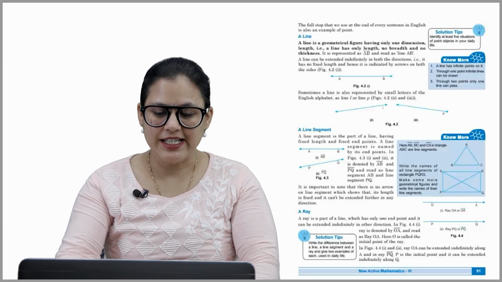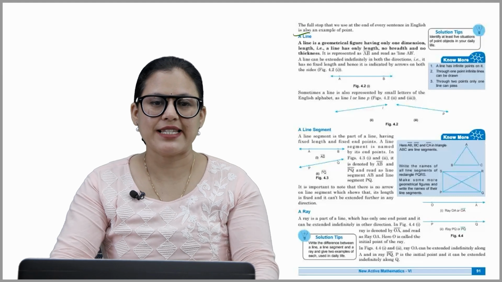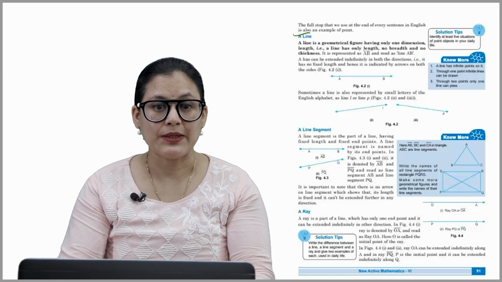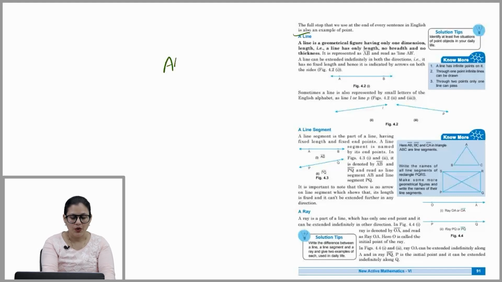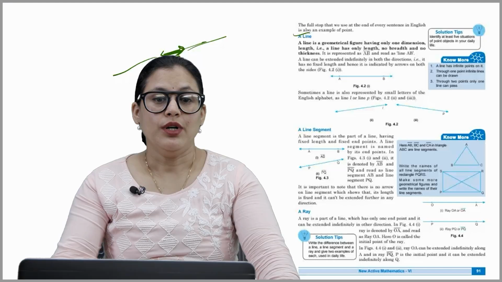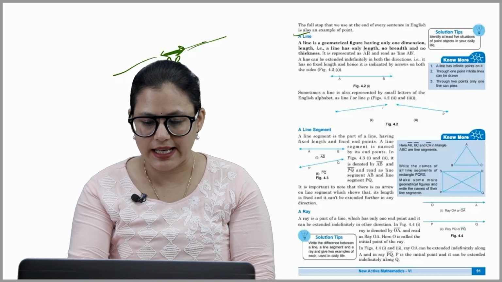Next, a line. A line is a geometrical figure having only one dimension, that is length. A line has only length, no breadth and no thickness. It is represented as AB, with this symbol for line, and is read as line AB. A line can be extended indefinitely in both directions. That is, it has no fixed length and it is indicated by arrows on both sides. Sometimes a line is also represented by small letters of the English alphabet as line l and m.